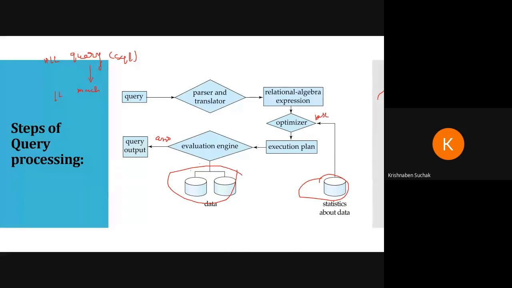Fine. So first step is query. In query, you are going to write an SQL query that will be in a higher level language. Here you are going to insert the higher level language and here you are getting the result in lower level language. That means you will get your answer.